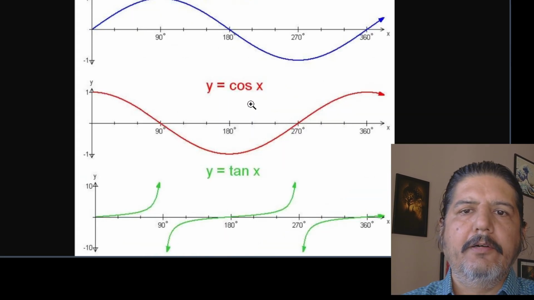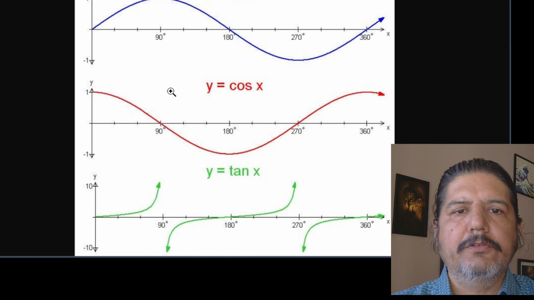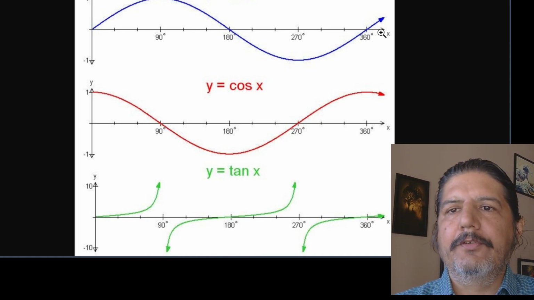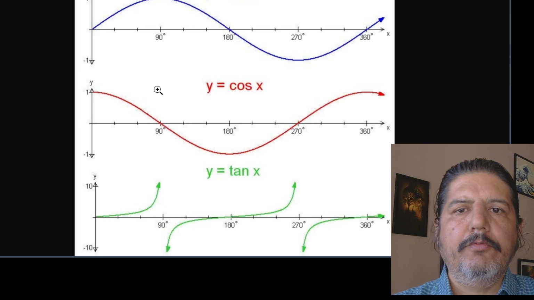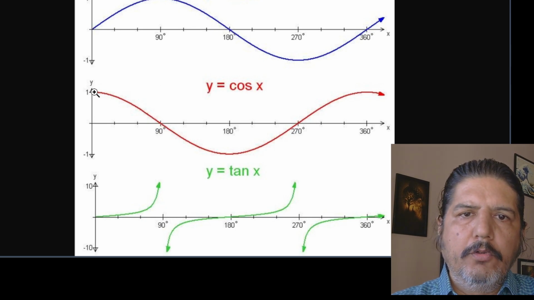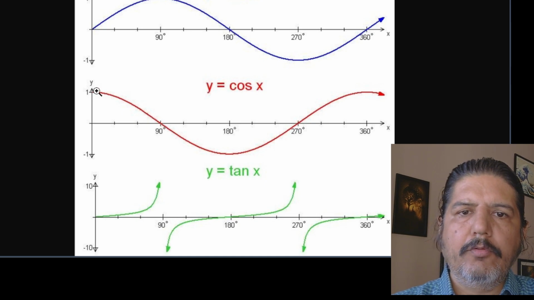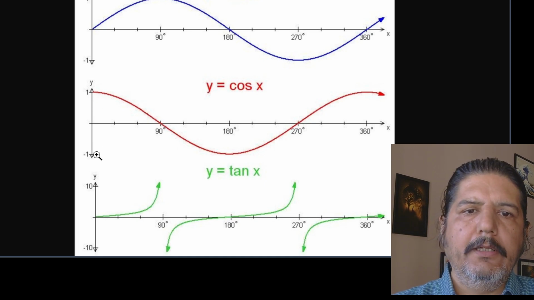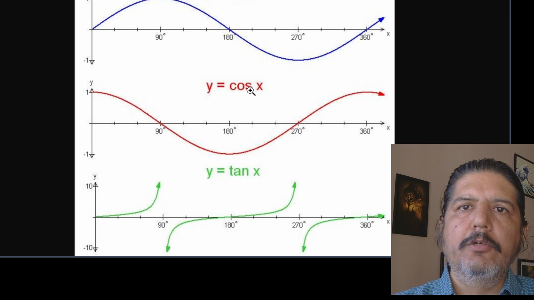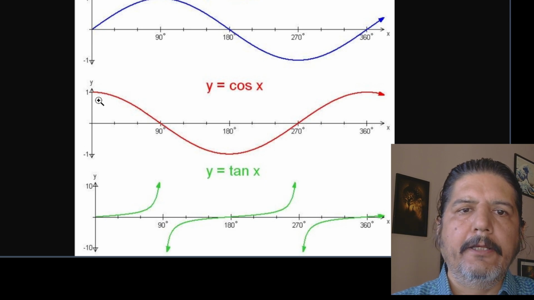Let us look at the graph of cos. Cos looks something like this. We will limit ourselves to 0 and 360 degrees. This is how the graph of cos looks like. From 0 to 90, the value of cos decreases from 1 to 0. This is 1, this is minus 1. The value of cos is between 1 and minus 1 only.